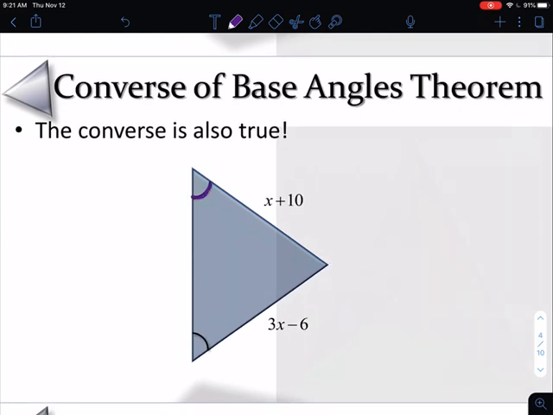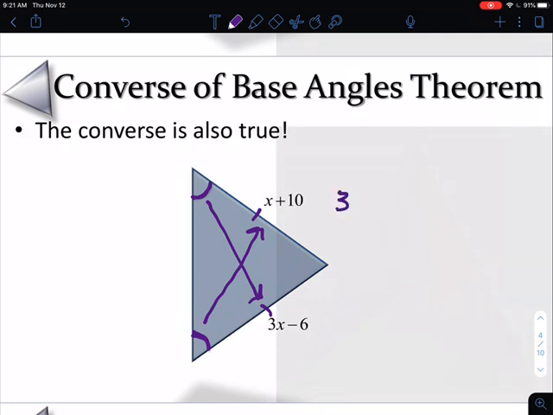Okay. Now the converse of the base angles theorem is also true, meaning if they tell me two angles are congruent, so here I've got this angle and this angle are the same, so within this triangle, the sides across from, so the sides opposite those angles, must be identical. So that means this side and this side must be congruent. So basically within any triangle, if two sides are congruent, then two of the angles have to be congruent. If two angles are congruent, two sides have to be congruent.